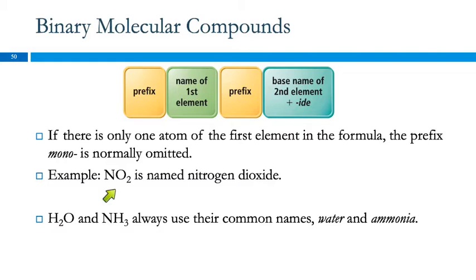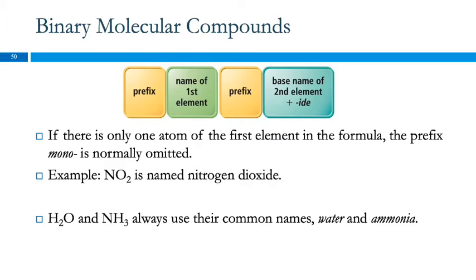So an example here, NO2. So the first element is nitrogen, and there's only one. So on that first element, we omit mono. So there's nitrogen. And then the second one, there's 2 of them. So di, and oxygen becomes oxide. Okay?